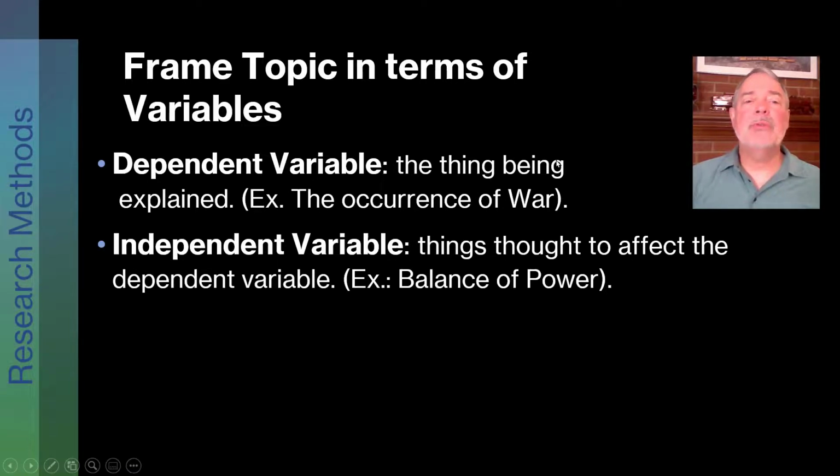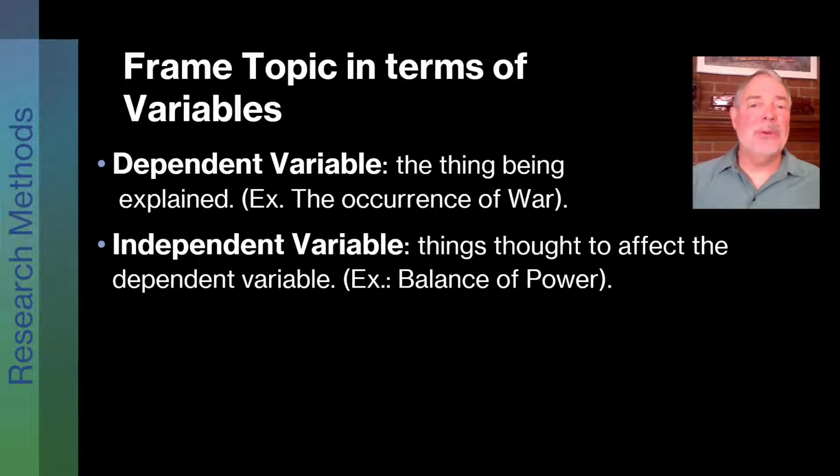Okay, now when we try to look at the world, we typically frame our topics and our inquiries in terms of variables, the dependent and independent variable, right? The dependent variable is generally the thing that's being explained. And most research starts with, I want to explain something like, in realism, the occurrence of war. And then the point of the theory is to identify and test independent variables, right? Do these things affect the dependent variable?